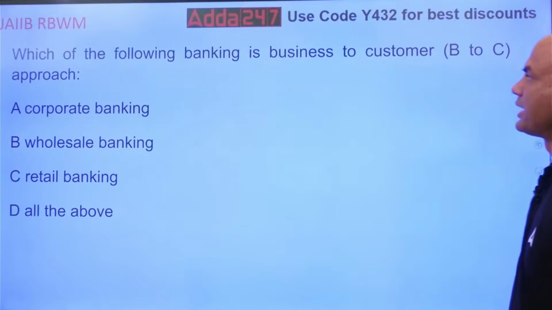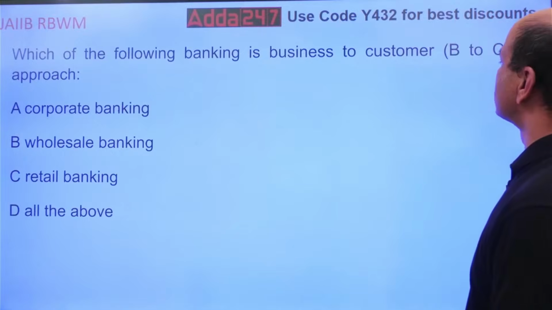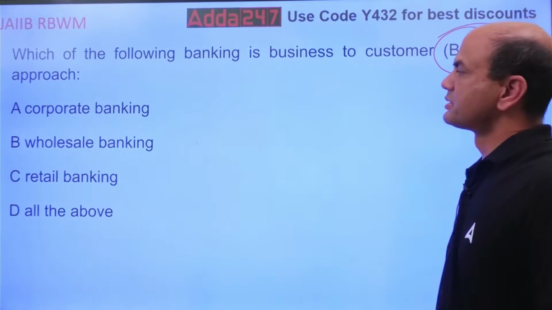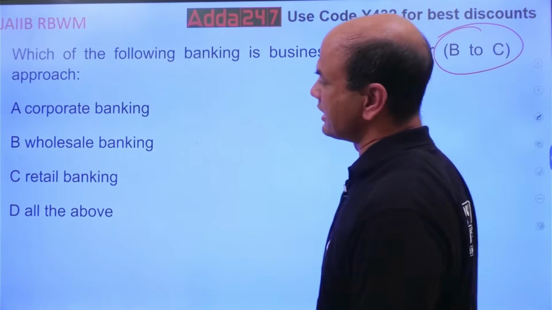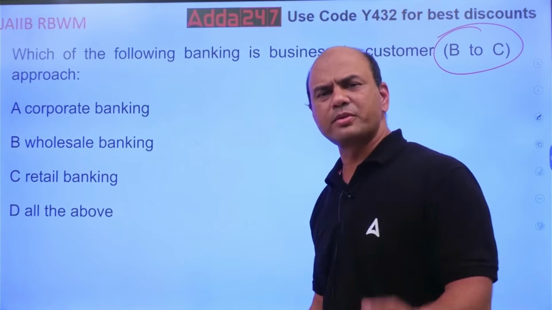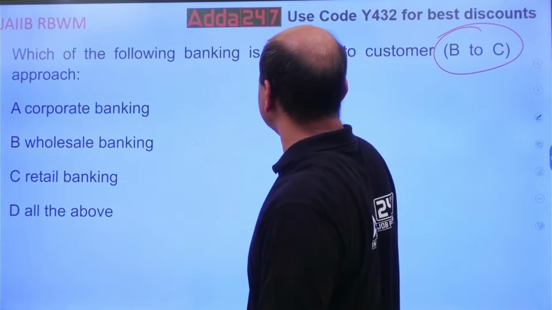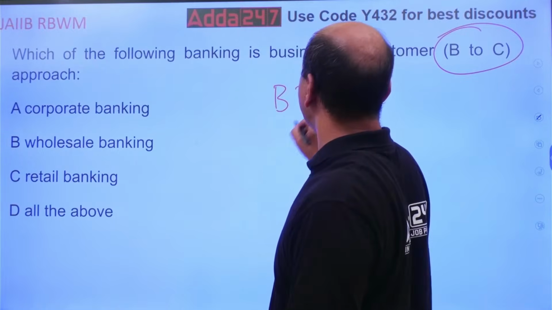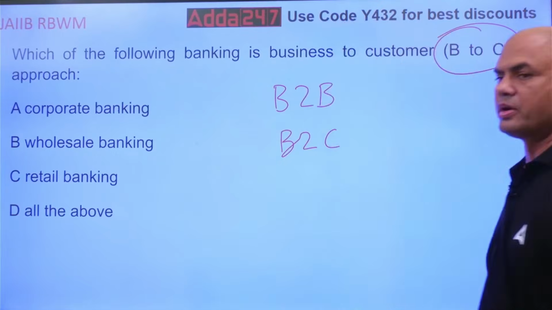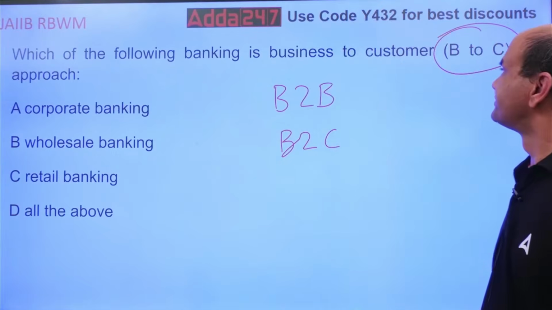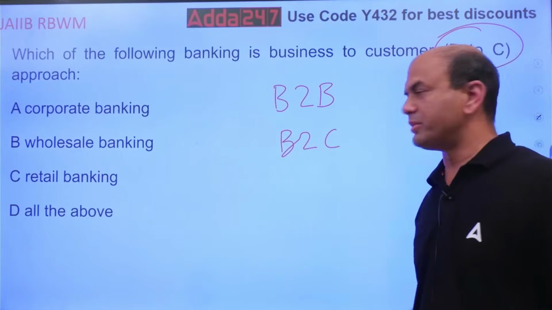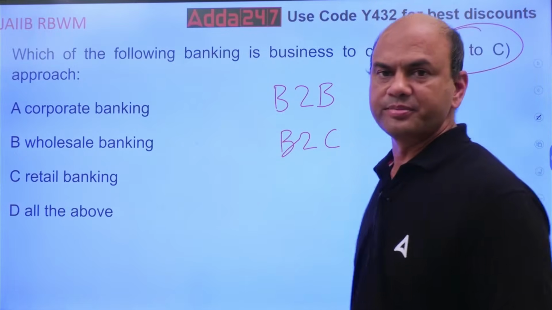Which of the following banking is business to customer B2C approach? So, which banking is B2C approach? Corporate banking, wholesale banking, retail banking, all of the above. B2C. So, what are the approaches? B2B and B2C. Okay, B2B means what? Business to business. And B2C means business to customers.